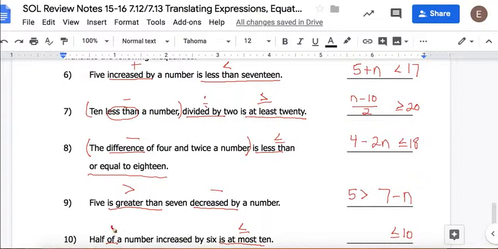Half of a number, that means you're multiplying a number by half. We're going to increase it by 6. So half of a number, you put the 1/2 in front of the letter, and increased by 6.